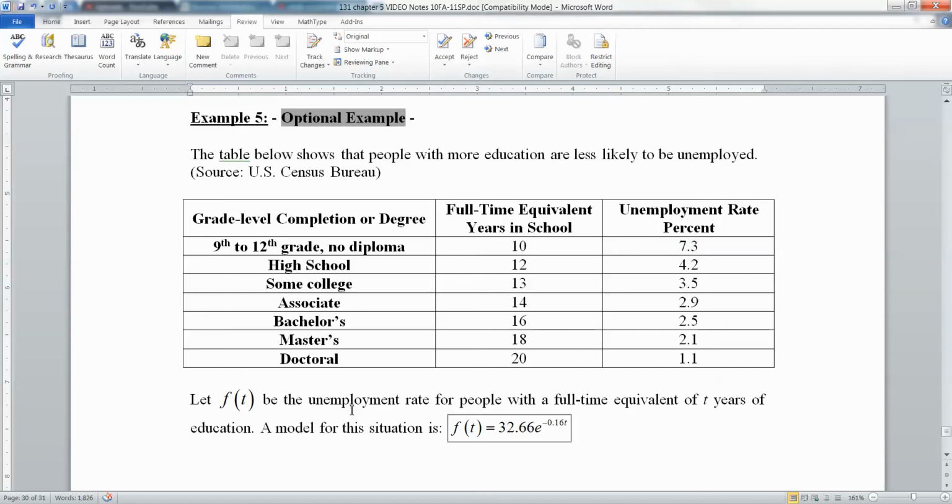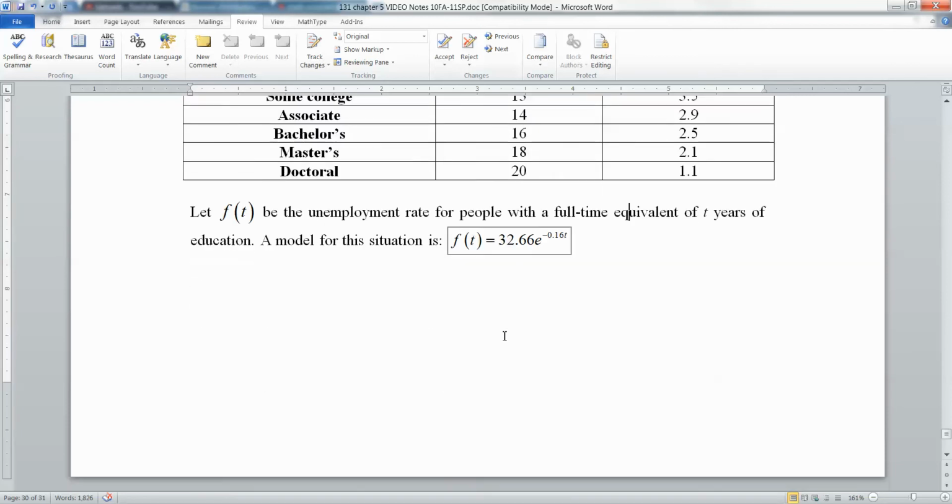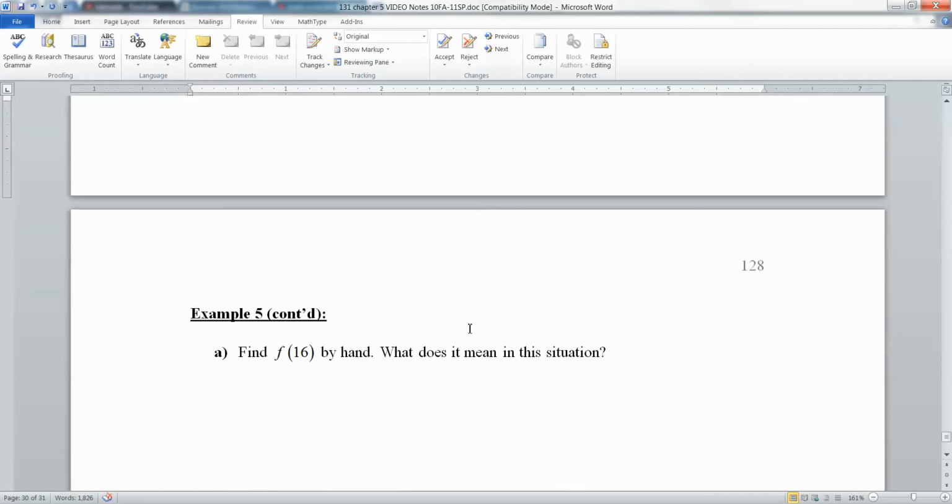All right, so let f of t be the unemployment rate for people with a full-time equivalent of t years of education. A model for this situation is 32.66 e to the negative 0.16t. I made a computer program find this, with the e part. So you're not going to be able to do that because you don't know how with your calculator. Don't worry about it. But if I give it to you, do you know how to substitute into it, and do you know what you're looking at?